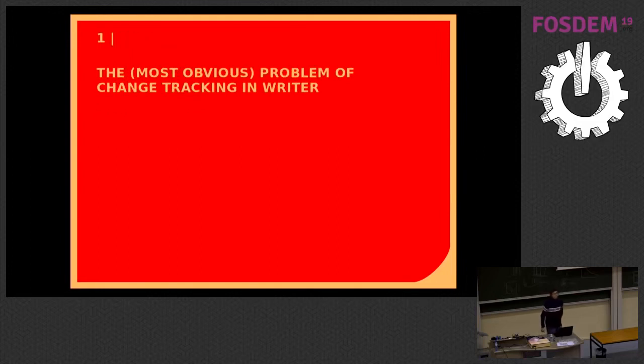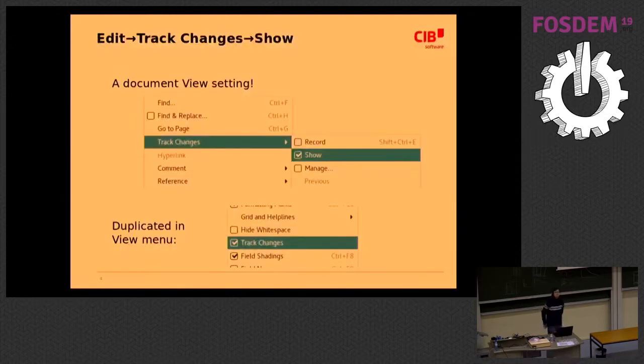Of course change tracking in Writer doesn't have only one problem, so this is just basically the most obvious problem there. Unfortunately, the other problems will still remain. In the menu we have this wonderful setting where the user can set the track changes to either be visible or to be hidden. And it's such a popular setting that we even have it twice in the menu.